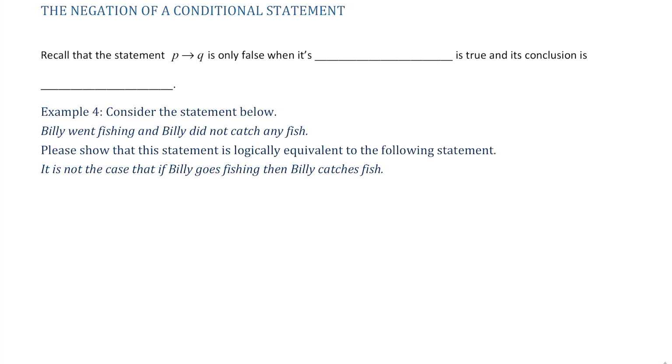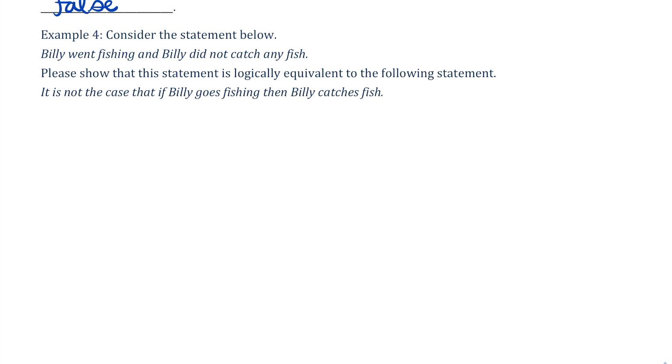Recall that the statement, if P then Q, is only false when its hypothesis is true and its conclusion is false. So, in this example, Billy went fishing and Billy did not catch any fish, right?